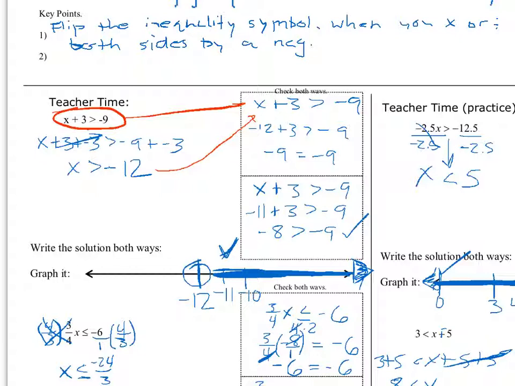Joshua. One key point is sometimes when we flip, we don't go back to the original, but we usually do. Okay, so he's giving another key point, just saying it a little bit differently about flipping the inequality symbol. Any other key points?